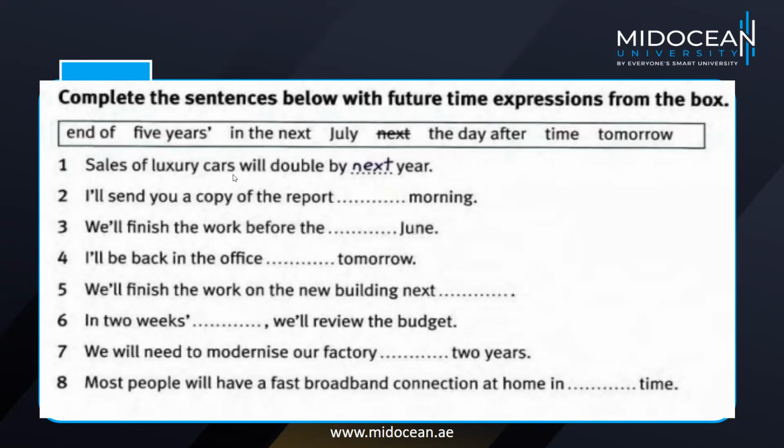So, sales of luxury cars will double by next year. I'll send you a copy of the report tomorrow morning. We'll finish the work before the end of June. I'll be back in the office the day after tomorrow. We'll finish the work on the new building next July. In 2 weeks' time, we'll review the budget. We will need to modernize our factory in the next 2 years. Most people will have a fast broadband connection at home in 5 years' time.